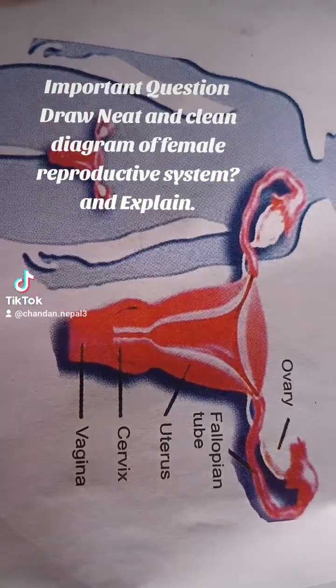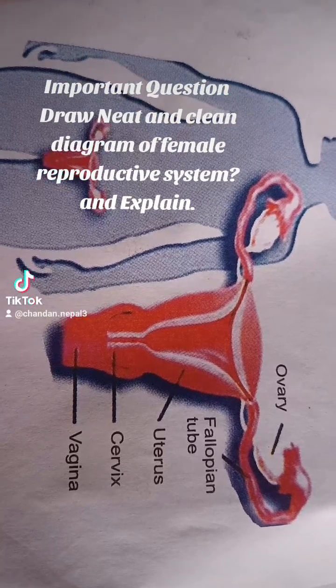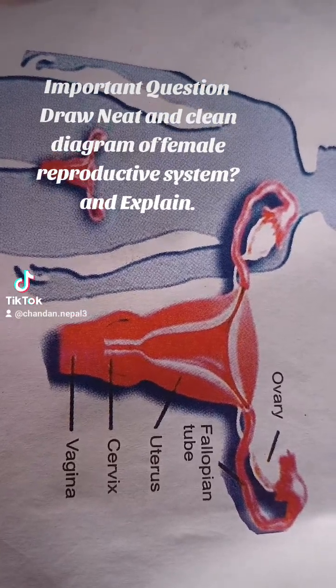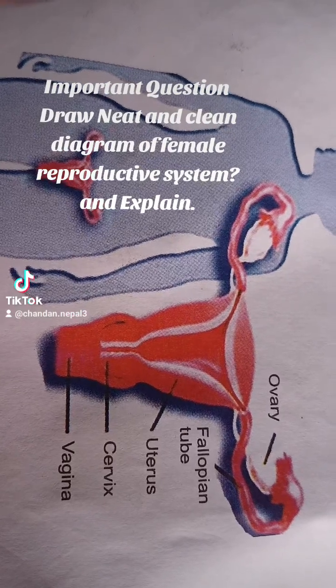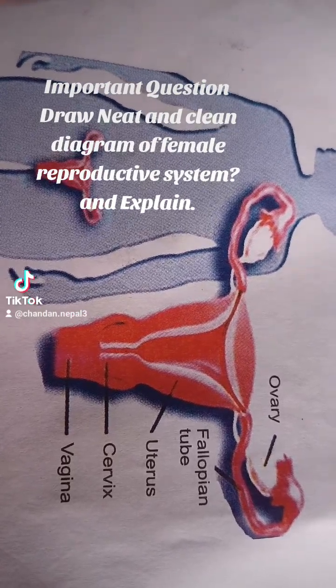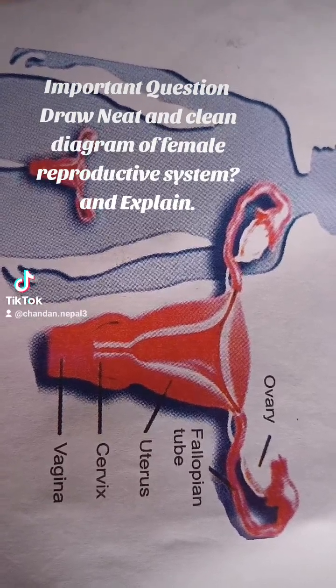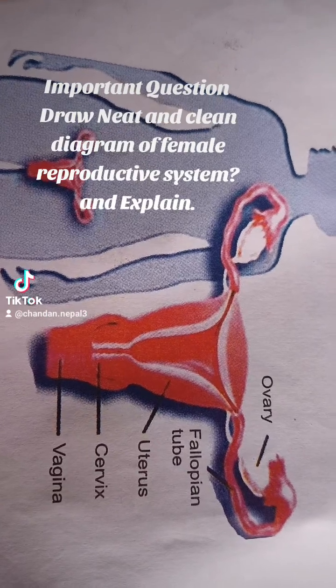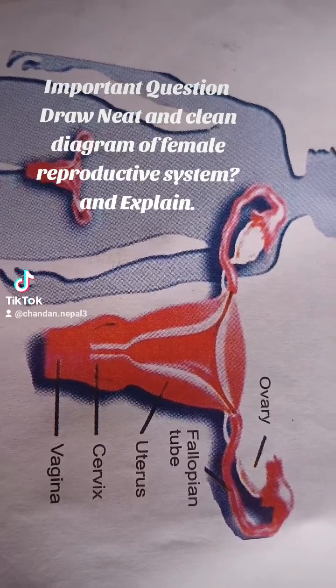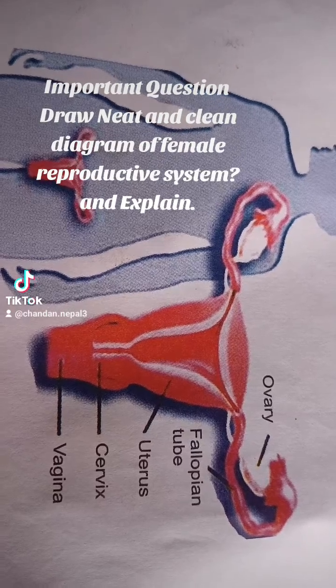What are the ovaries? There are two ovaries in the female. They are situated on each side above the pelvis. They are oval in shape. They produce a female gamete cell. The female gamete cell is also called ova. And they produce the female sex hormones estrogen and progesterone.